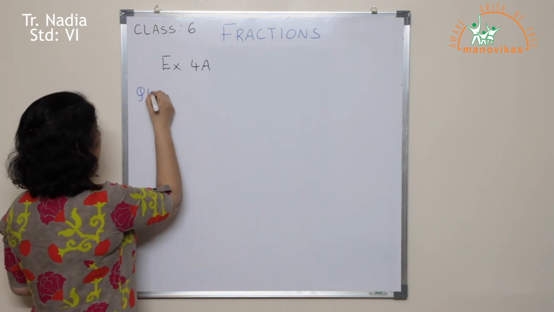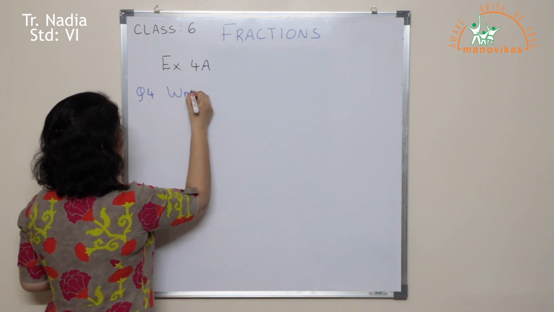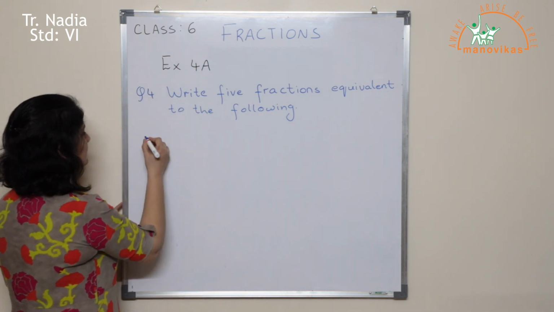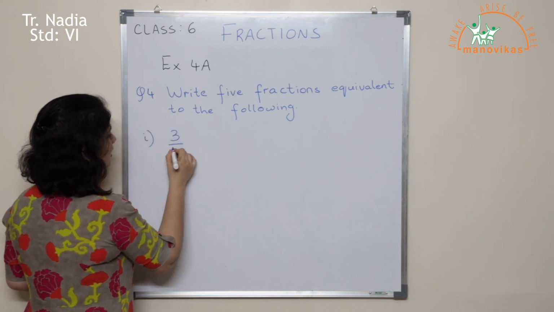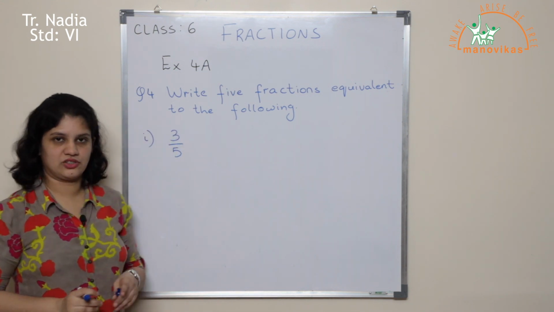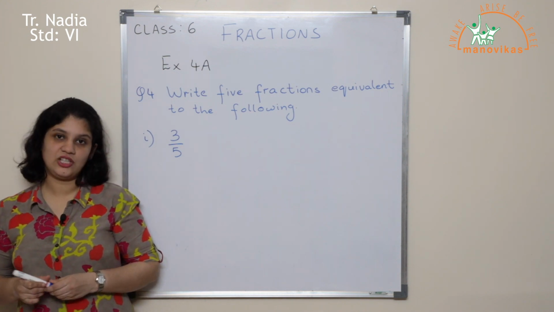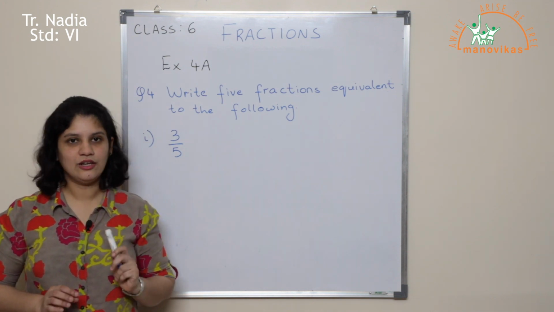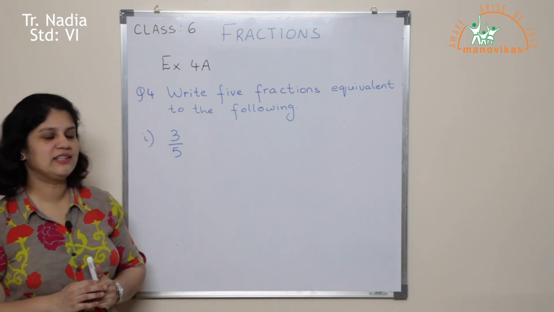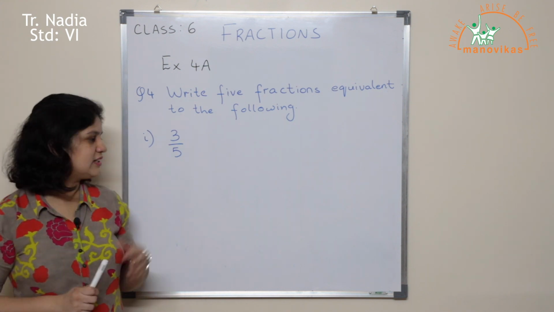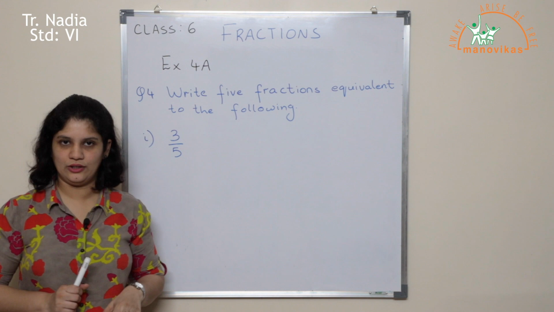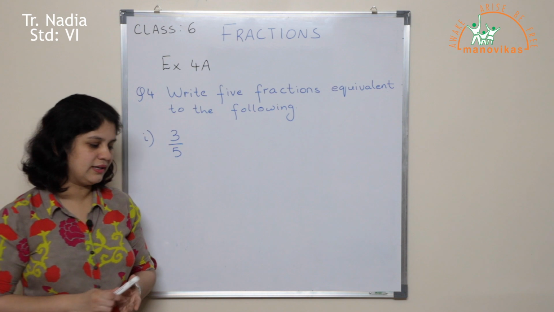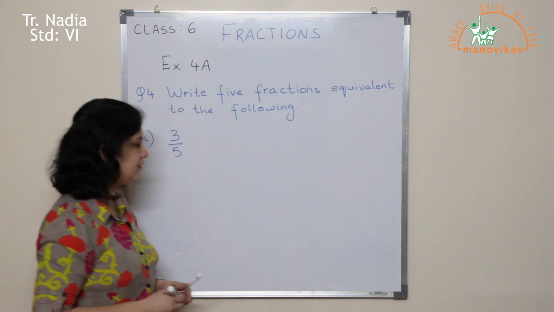So let's go to question 4. Write 5 fractions equivalent to each of the following. I am taking an example 3 upon 5. Now how will I get equivalent fractions? I have told you to get an equivalent fraction you either need to multiply or divide the numerator and denominator by any non-zero number. Now, if you look at this fraction 3 upon 5, there is no number which can divide the numerator and denominator. So I will not use the division part here. Instead I will use the multiplication to get the equivalent fraction.